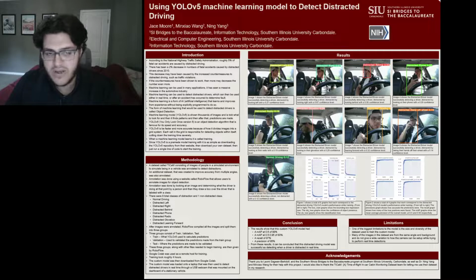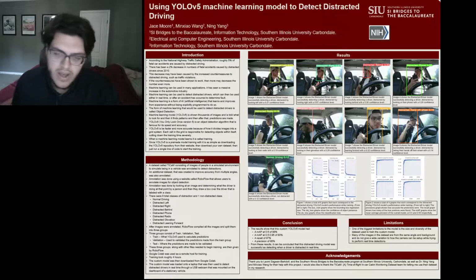The specific model I used, like I said in the title, is YOLOv5, and this stands for You Only Look Once version 5. The reason I chose this model is because it is faster and more accurate because of the way it actually makes these calculations to find the patterns. When machine learning models learn, it is called training. And since this YOLOv5 model is a pre-made model, it's fast and easy to use, and it is as simple as just downloading it and then uploading your data into it.